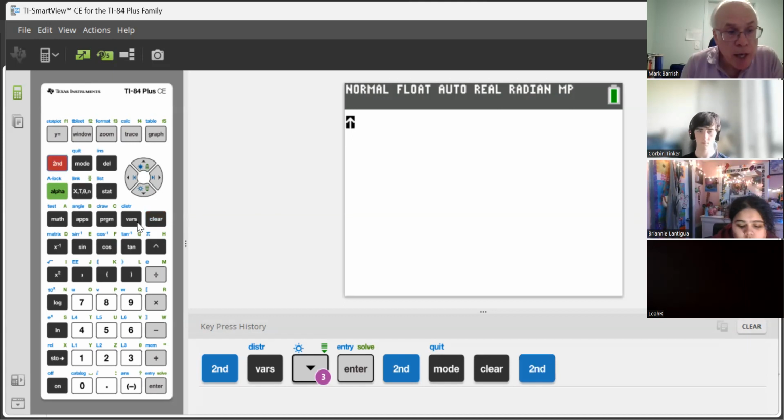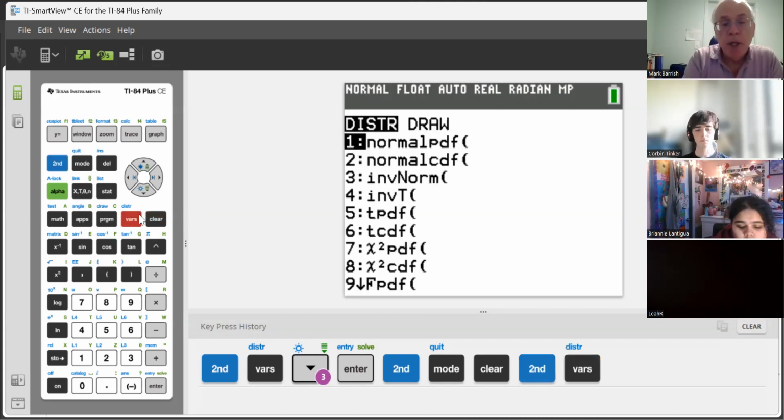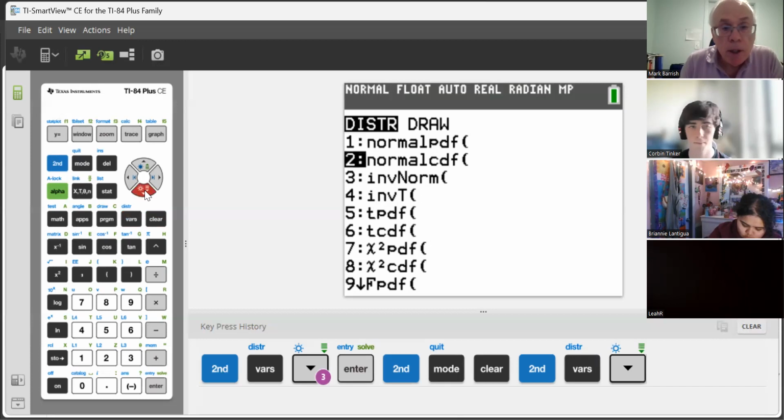You click second distribution. Now, those of you who have the 84 calculator should look like this. Those of you who have the 83 calculator, what's missing is number 4, and that's the inverse t. Okay, so don't worry about it. Just follow along. And again, once I show you how to use your 83, it'll be very similar concept. So we're going to choose option number 4. That's what we're doing. We're doing an inverse t in this case here.